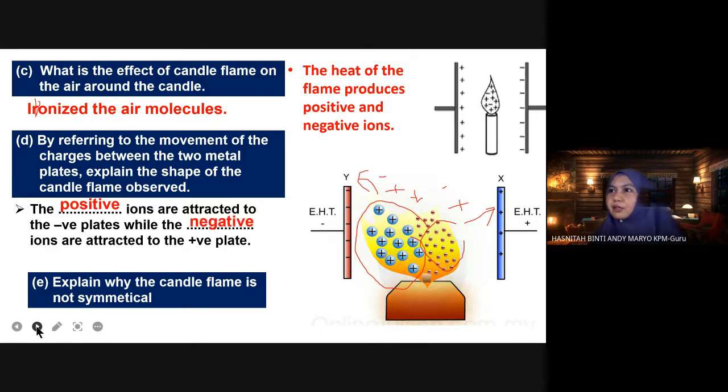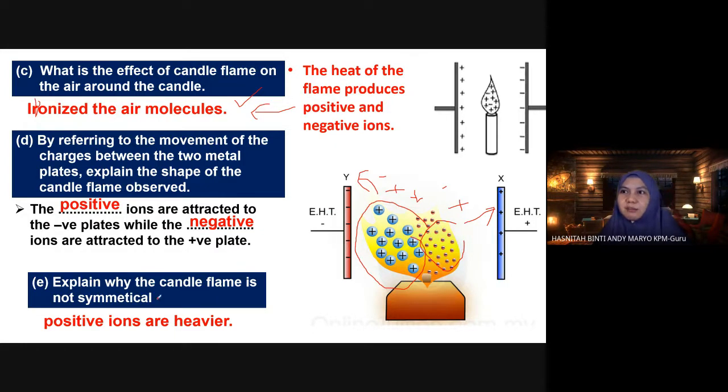I show you first the complete screen. Okay, so this is how the flame ionizes the air molecules. The heat from the flame produces positive and negative ions, meaning it ionizes the air molecules around it. Then what happened? The positive ions are attracted to the negative plate, meanwhile, the negative ions are attracted to the positive plate. So the movement of ions is represented by the movement of the flame towards the positive and the negative terminal.